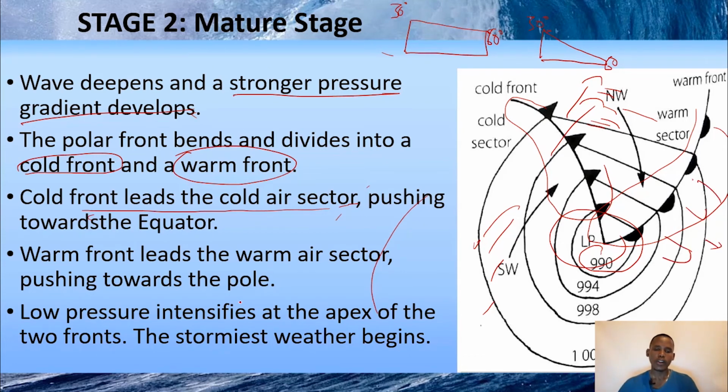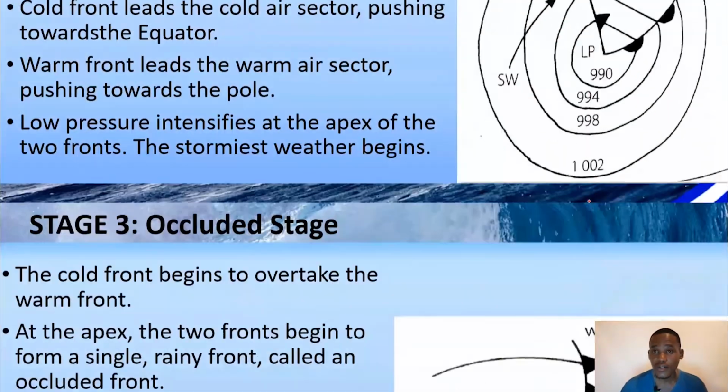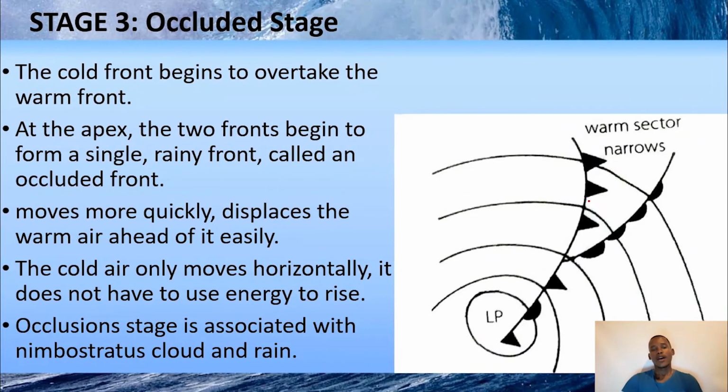Now next, the low pressure intensifies at the apex of the two fronts where the stormiest weather is. There at the center, the low pressure continues to decline. That's why we're going to experience very strong storms. Okay, let's look at our second last stage. It's called the occluded stage.